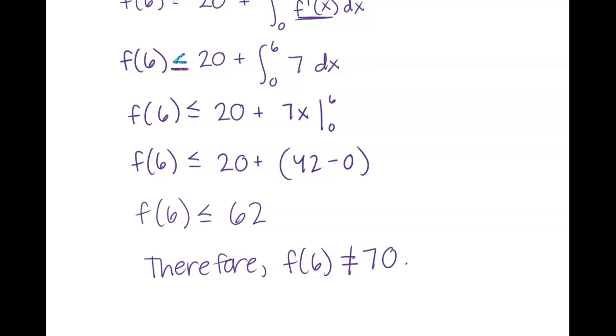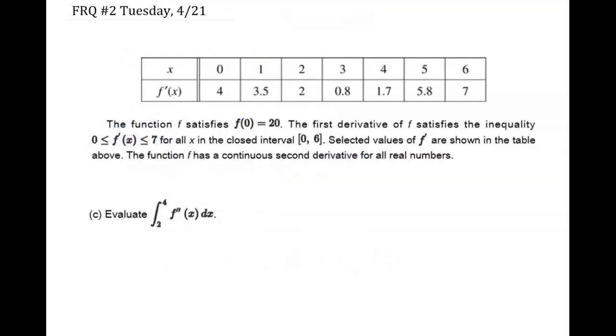Part C, we're evaluating the integral of f double prime of x dx from 2 to 4. Well, let's just start in general, in kind of a theoretical way. So the integral of f double prime is just f single prime, right? So this is going to be f prime of x evaluated from 2 to 4. So this will give us f prime of 4 minus f prime of 2.